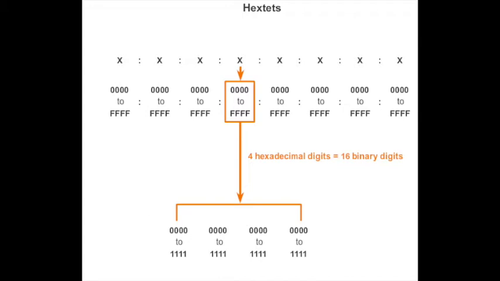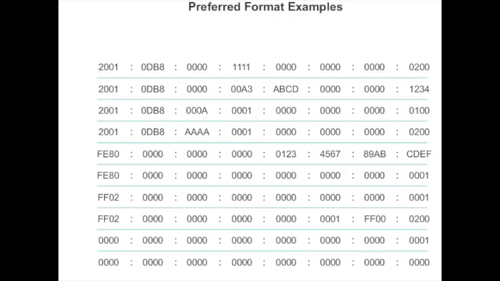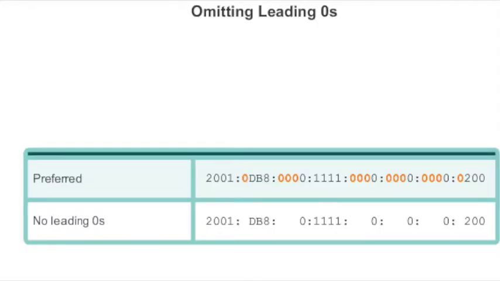IPv6 addresses are not case sensitive and can be written in either lowercase or uppercase. There are different formats in which we can write an IPv6 address. There is a preferred format, which means that the IPv6 address is written using all 32 hexadecimal digits. There are some rules that will help us to reduce the notation of IPv6 addresses.